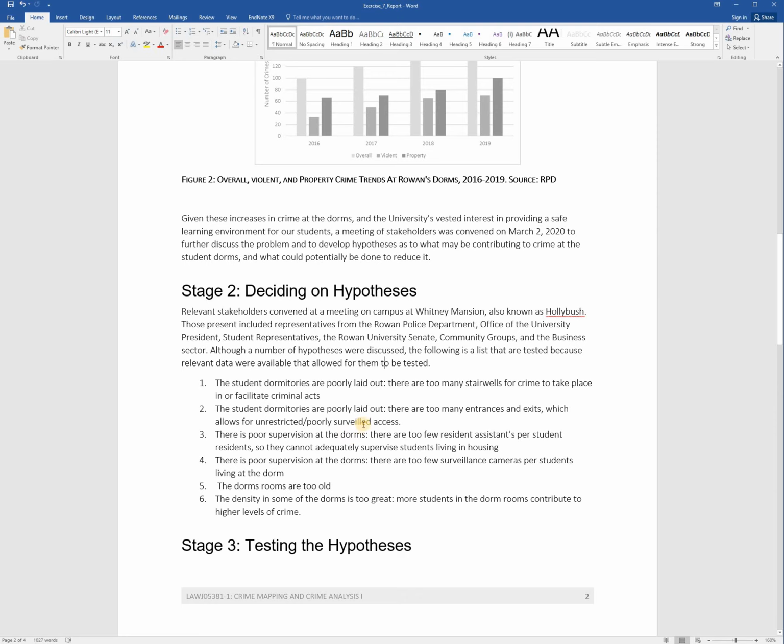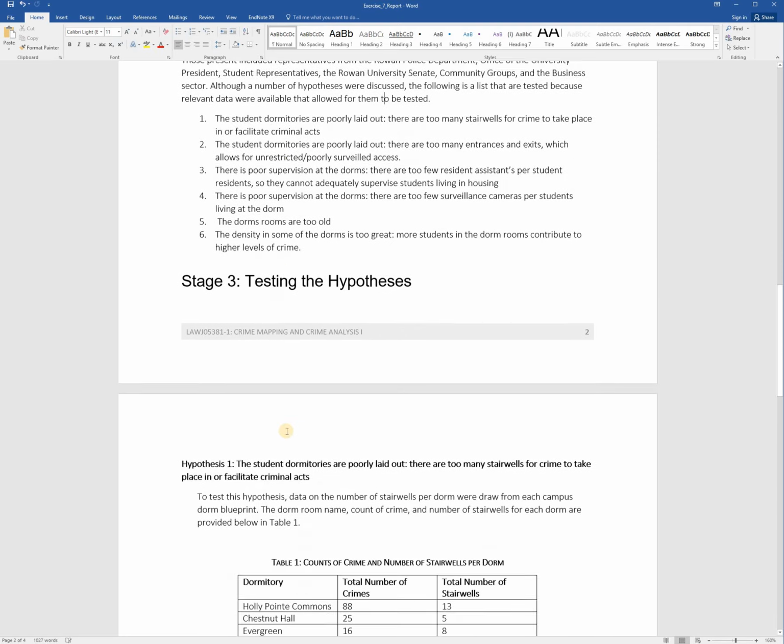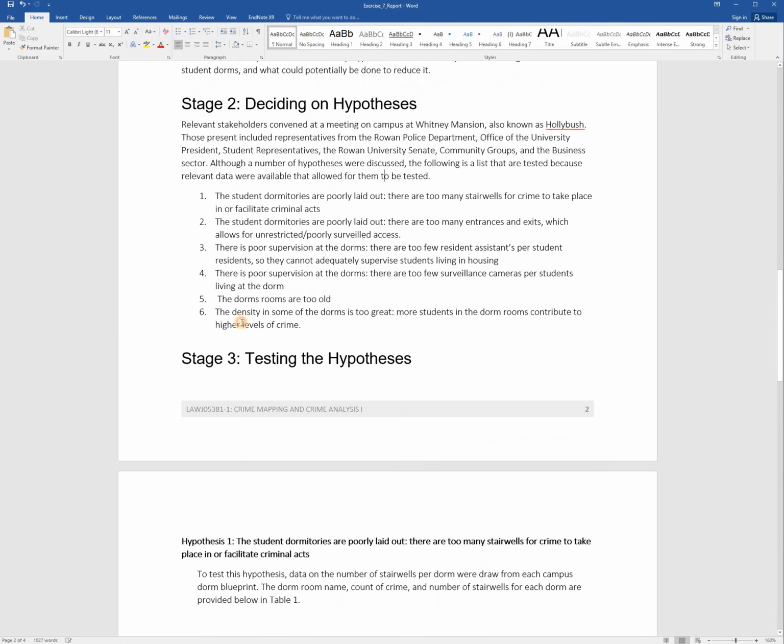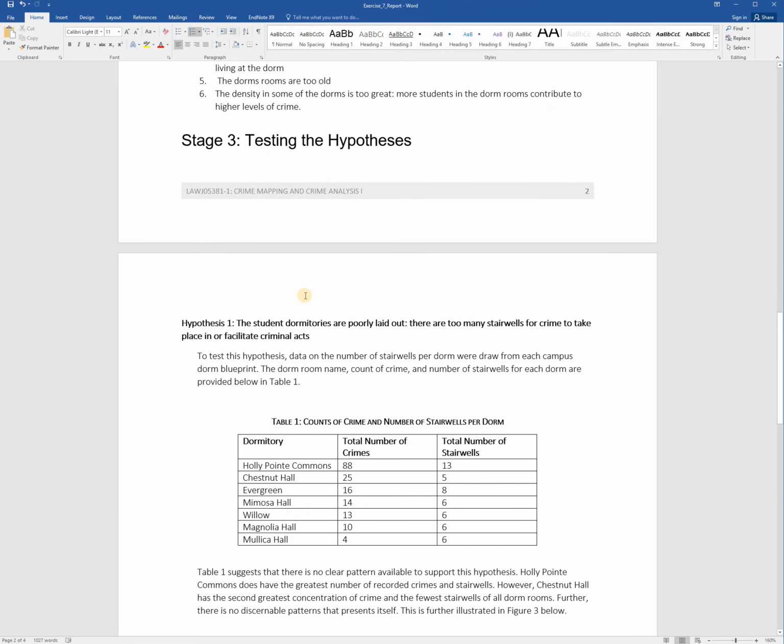And so now it's going to be your job to test these hypotheses with data. I've provided you with an example. I actually tested the first hypothesis for you, so you don't have to do that. In this section, I'm stating what the hypothesis is. I'm giving the consumer information on where the data come from. We're getting crime data from the Rowan PD, and to come up with the number of stairwells per dorm, I looked at dorm blueprints.